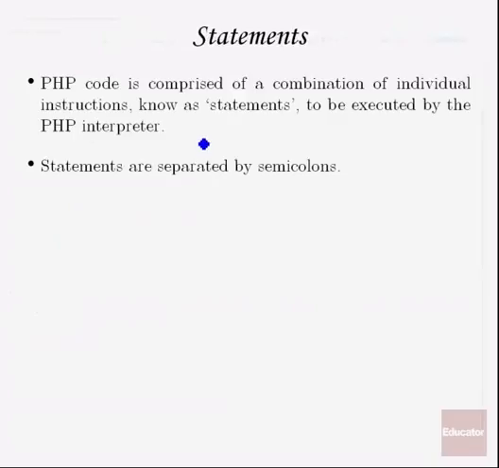So let's talk a little bit about statements now. A statement is something like the phpinfo function we just used, or an echo statement. They're individual instructions to the PHP interpreter that need to be executed. And the syntax you use to separate statements in PHP is the semicolon. Semicolons delineate one statement from the next, and that's how PHP knows.